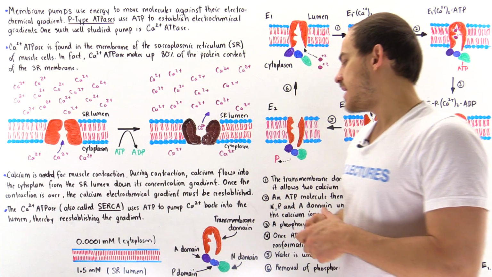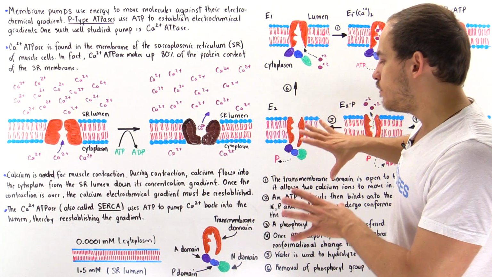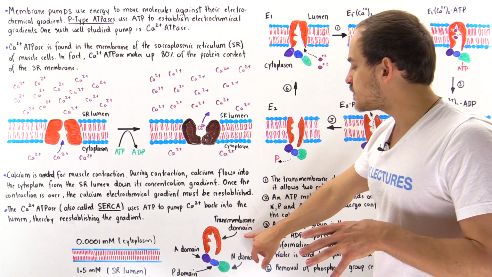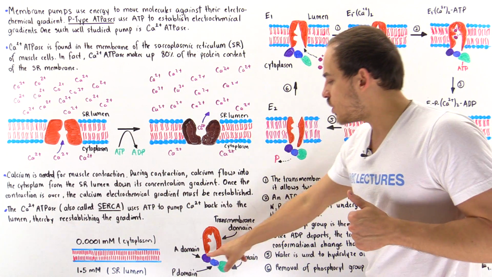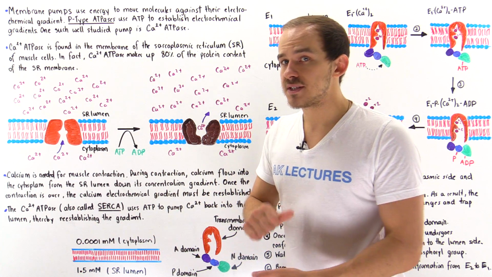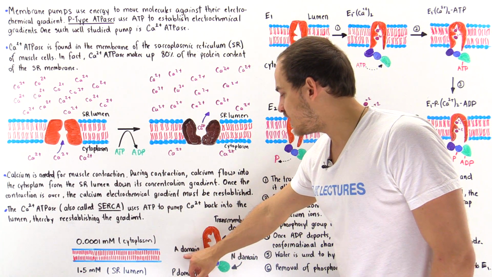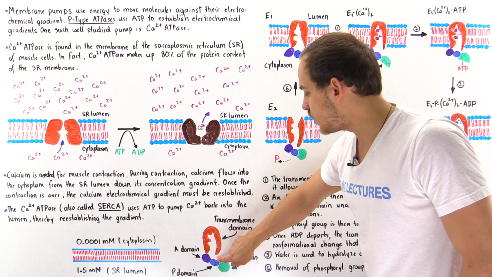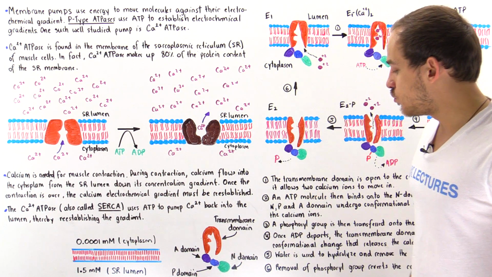Now, this is the general diagram of how these work, but what exactly is the structure of the calcium ATPase? So this is what it looks like. We have four main regions. We have a transmembrane domain, which is found within that membrane. And we also have three other domains, which are found on the cytoplasm side of that molecule. We have the A domain, which is this purple one, the P domain, which is this blue one, and the N domain, which is this green one.